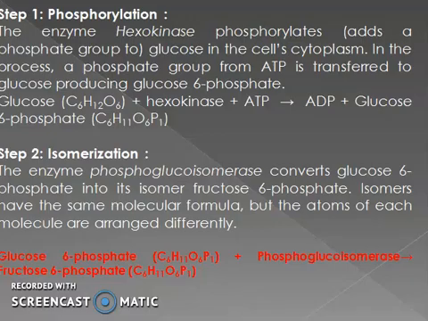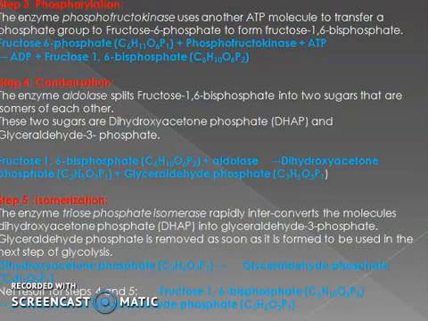Okay, then the third reaction is phosphorylation. Here the enzyme phosphofructokinase uses another ATP molecule to transfer a phosphate group to fructose 6-phosphate, which converts into fructose 1,6-bisphosphate. So the reaction is fructose 6-phosphate plus phosphofructokinase as the enzyme, ATP converting into ADP, and the phosphate is utilized, giving fructose 1,6-bisphosphate. Now P2.